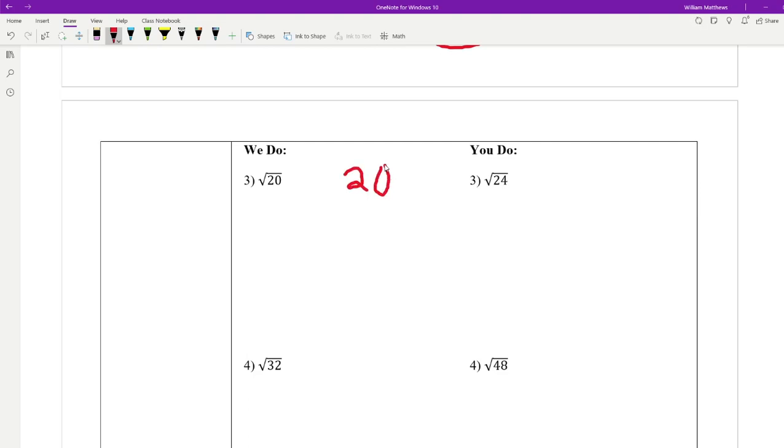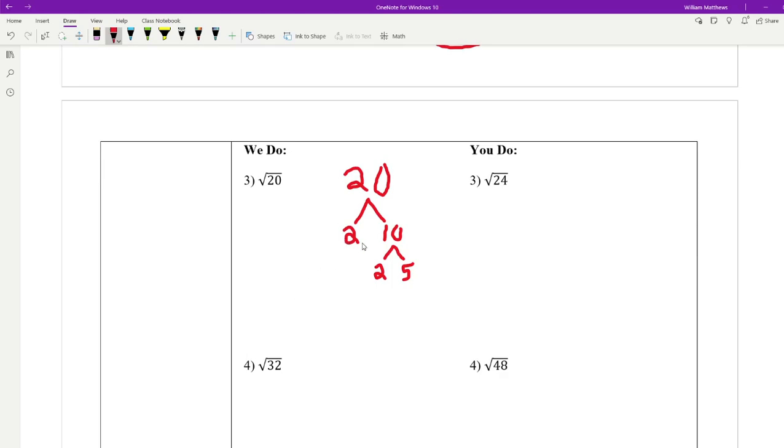So if we start with 20, it's an even number, so I know that I can divide it by 2, or 2 is a factor. In this case, 2 times 10 would give me 20. I can break down the 10. Yet again, it's even, so it would be 2 times 5. 5 is also a prime number, so I'm done. I have no more numbers that I can break down.